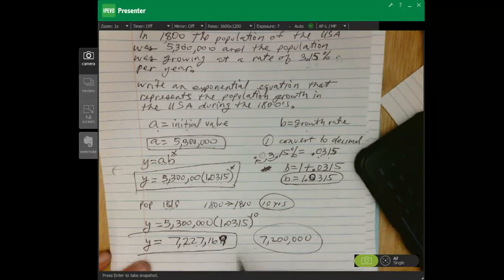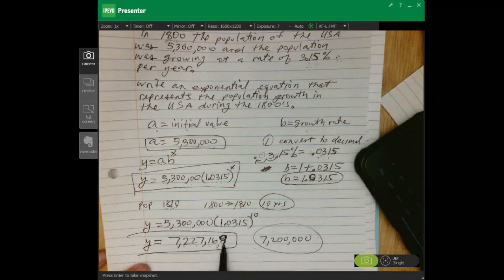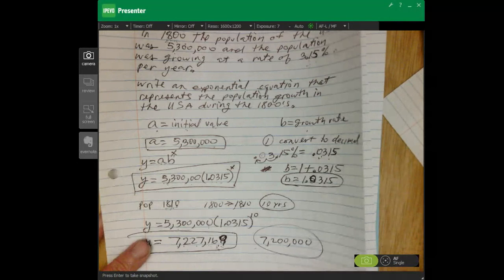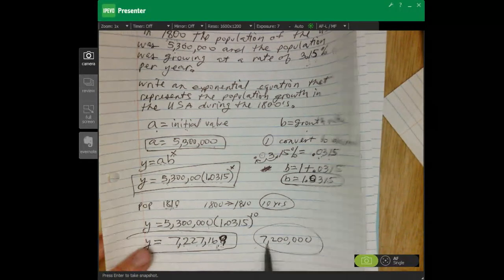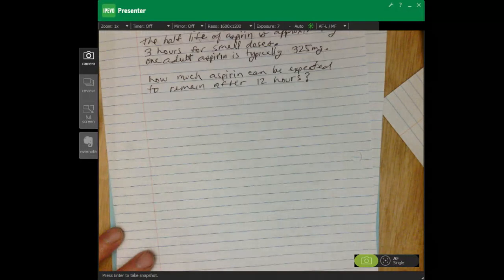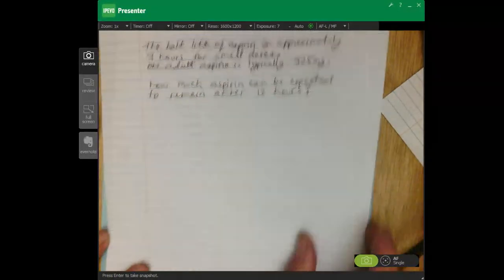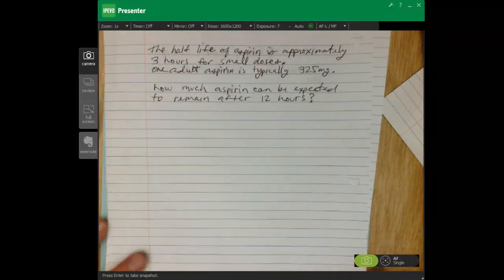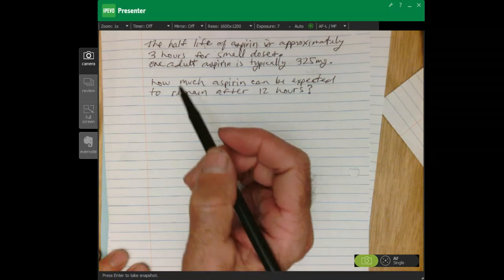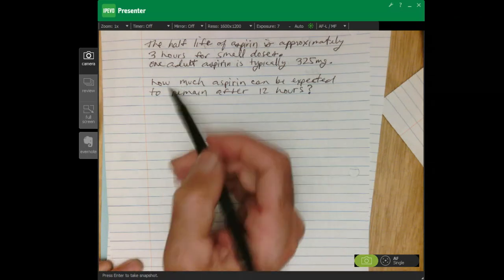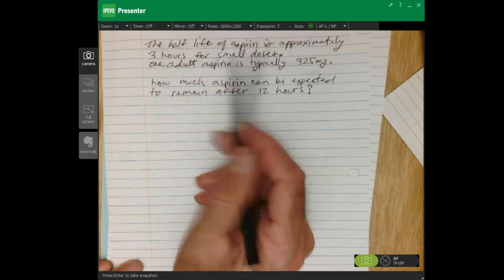7,200,000. Your science teacher wouldn't like it if you take that many significant figures out. So don't do that. You only have 2 here. Okay. Now the next example is something that, now I guess people don't take aspirin as much. It's ibuprofen or something like that.